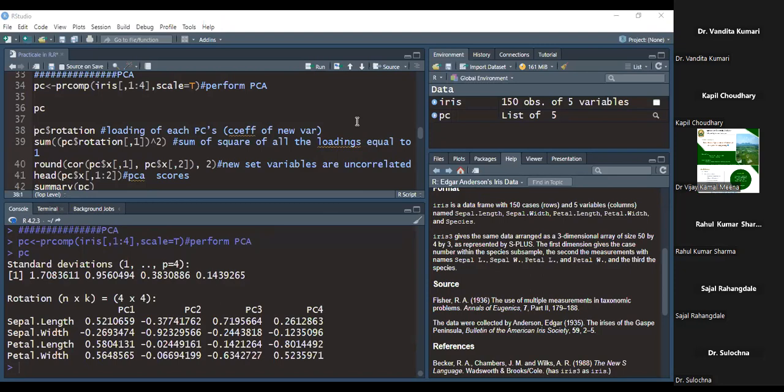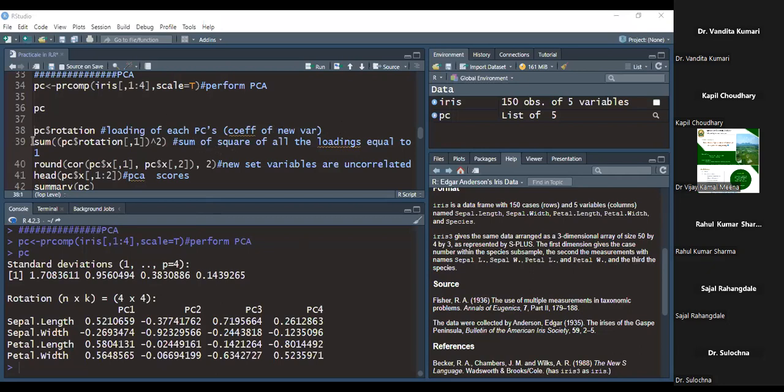So what is rotation? The rotation is the loadings, the factor loadings. That means the loading of each PC. As I mentioned, these are the coefficients of the new principal component that we created. As I mentioned, Z1 equals A11 X1 plus A12 X2, and so on. So the values of rotation are the values of each coefficient of the new variable, called loadings.